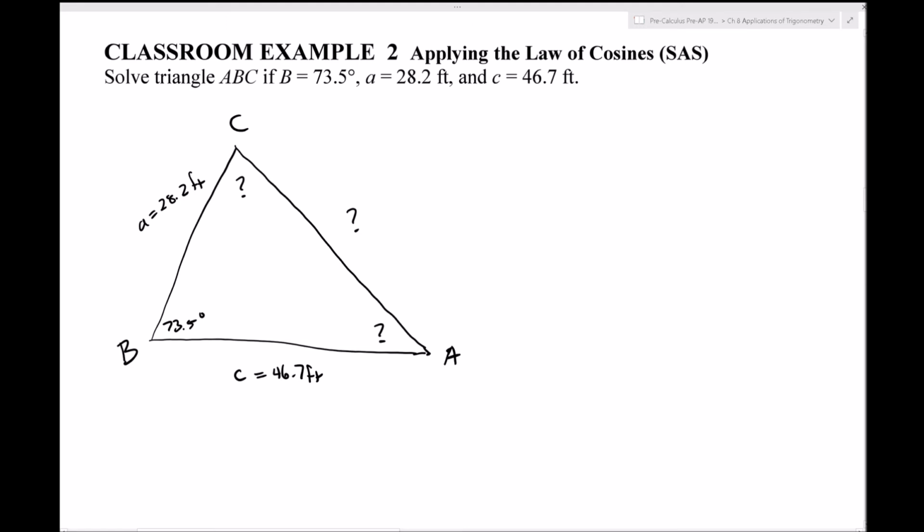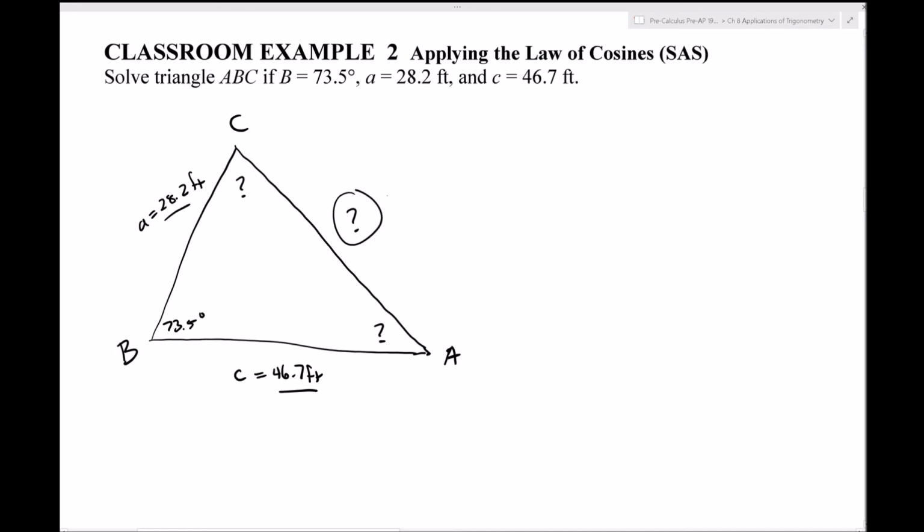Which do I solve for first? If you wanted to use law of sines, I need to have an angle and an opposite side given, which I have none of that. So I have this side, but not its opposite angle. I have this side, but not its opposite angle. I have this angle, but not its opposite side. So I can't use law of sines in this situation. So I'd have to use law of cosines first. So we can find this one by using the formula.